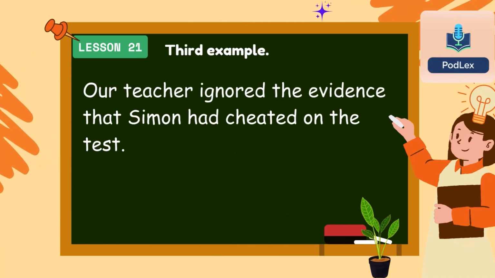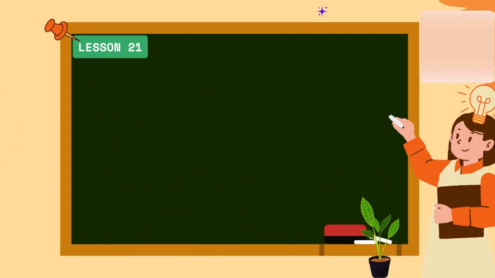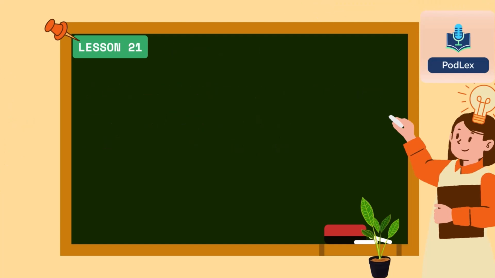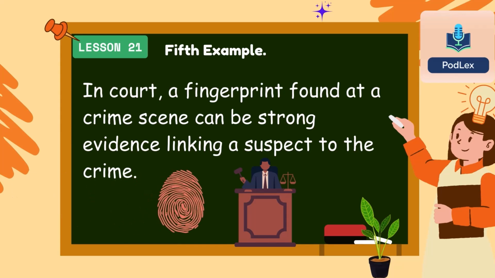Third example. Our teacher ignored the evidence that Simon had cheated on the test. Fourth example. A witness testimony about seeing an event happen is considered evidence in investigations. Fifth example. In court, a fingerprint found at a crime scene can be strong evidence linking a suspect to the crime.